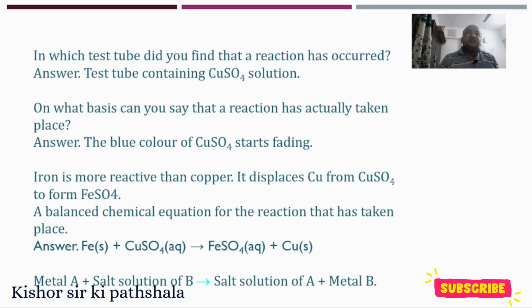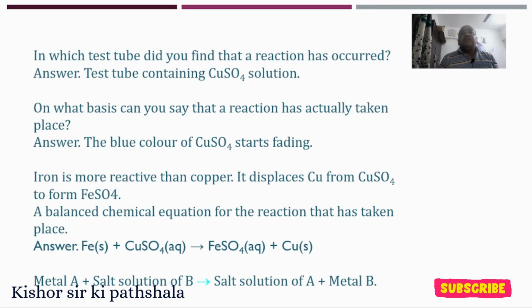The answer is the displacement reaction, which we have studied earlier. It gives better evidence about the reactivity of metals. It is a very simple and easy method where we see that metal A displaces metal B from its solution because it is more reactive than B. On that basis, let's look at the experiment we have conducted.